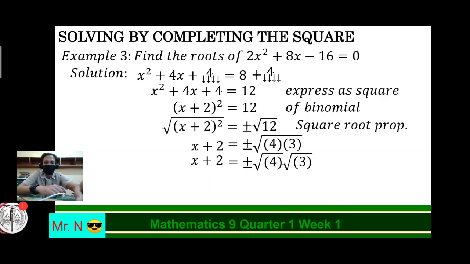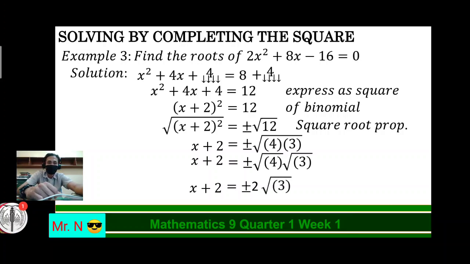As you can see, class, I just distributed the radical sign, or the square root sign, by the law of radicals. If you remember, we can just simply distribute the radical sign. So let's find the square root of the two numbers. The square root of 4 is positive or negative 2. And then the square root of 3, since 3 is not a perfect square, is left as is and will not be changed. Although it has a square root, you need to use a scientific calculator to get that, and the result will be a decimal number.